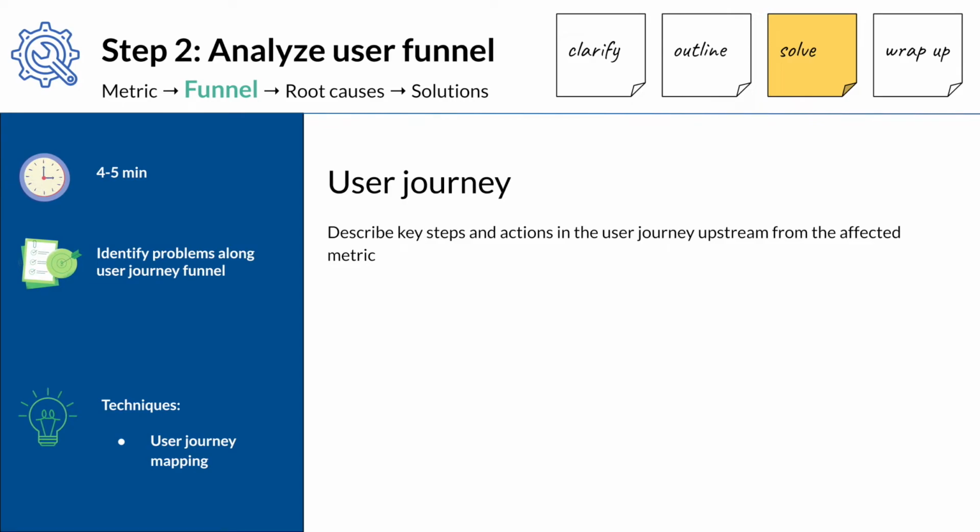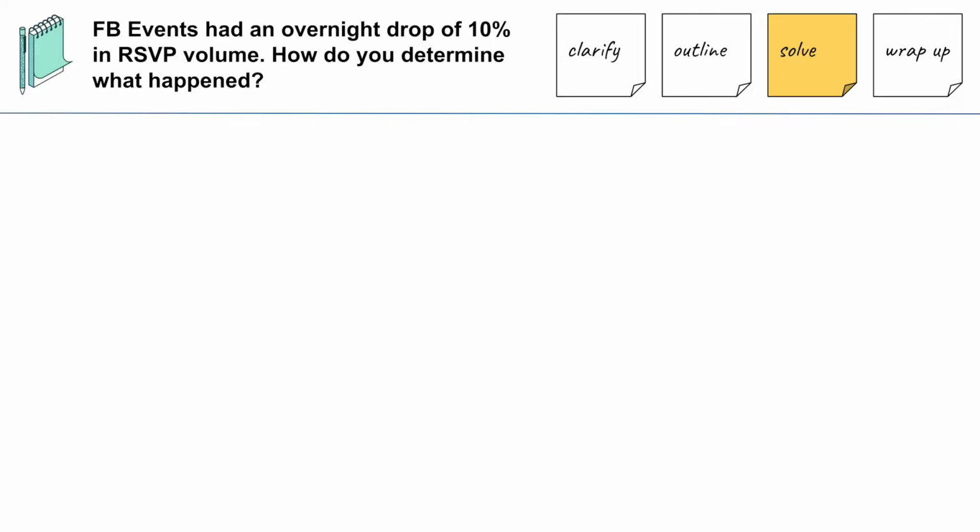Step 2 is to analyze the user funnel. If you did the metric breakdowns like we showed earlier, you would know by now if the problem is on the demand side or supply side for marketplace type products. So you don't need to analyze the user funnel for each user type. Now, it's just a matter of listing key user actions along the user journey upstream from the affected metric. This is very similar to how we do it in the goal setting problems, except we are focused on just one metric and all the events it depends on.